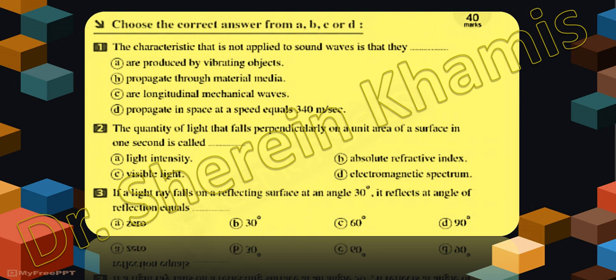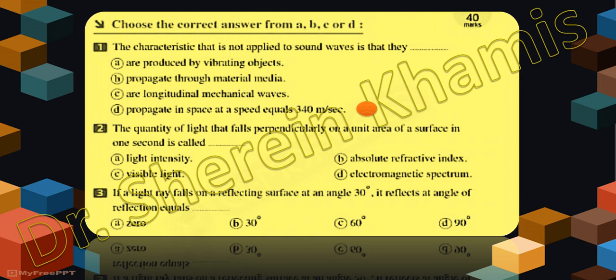The characteristic that is not applied to sound waves is that they... okay, we said that sound waves have different properties. They are produced by a vibrating object, yes. They propagate through material media, yes. They are longitudinal mechanical waves, yes. But here we have the last one: propagate in space. No, it does not propagate in space, and its speed is equal to 340 meters per second, but in air. So this part is wrong, so our choice is D.